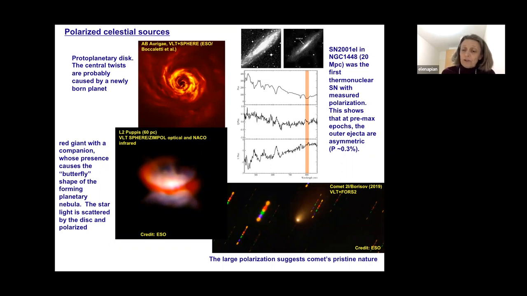The bottom right shows one of the most queer objects in the planetary environment. This is a very peculiar, very rare type of comet. It's a recent one, and it's been observed in polarized light, again with FORS, and its high level of polarization indicates that it's a rather pristine object, namely, it has not interacted too much with the ambient medium, with any star. And it's the second object ever coming close to our Sun from the outer solar system.